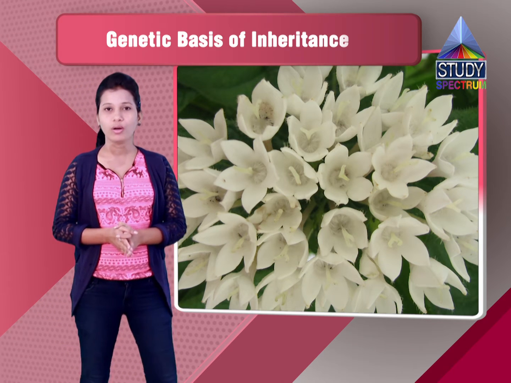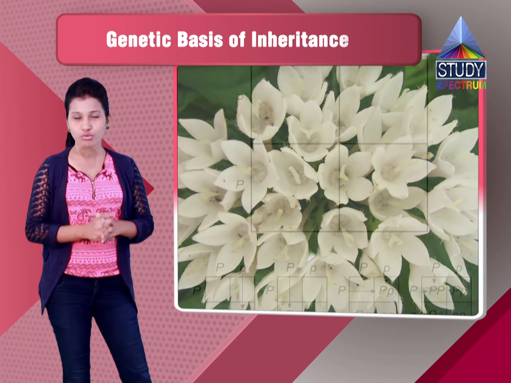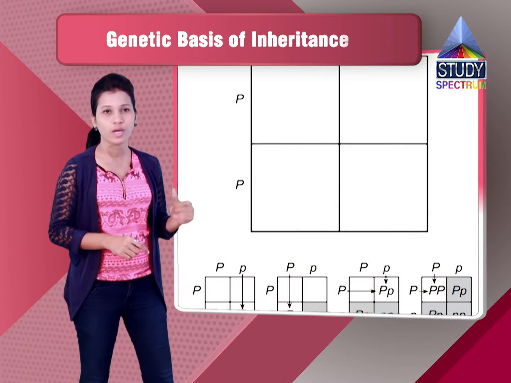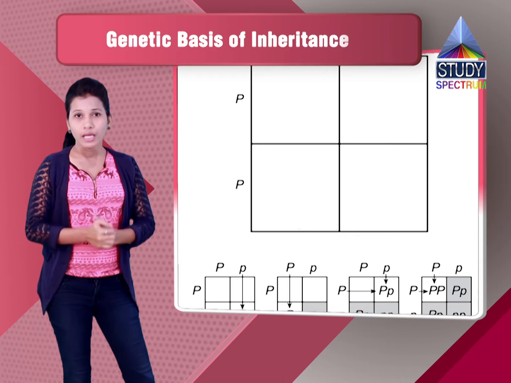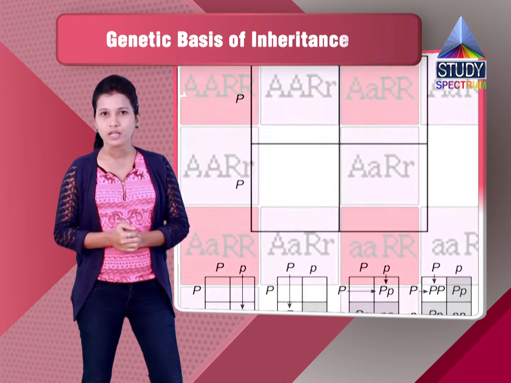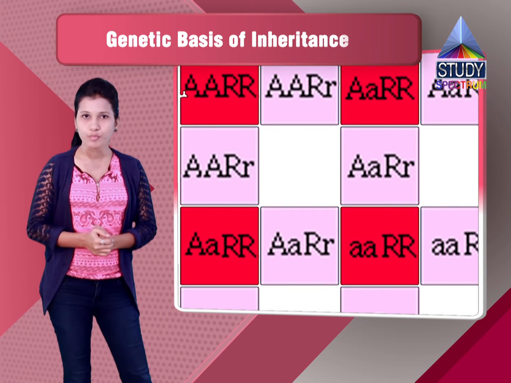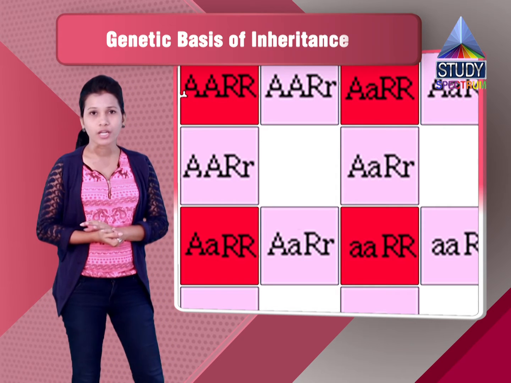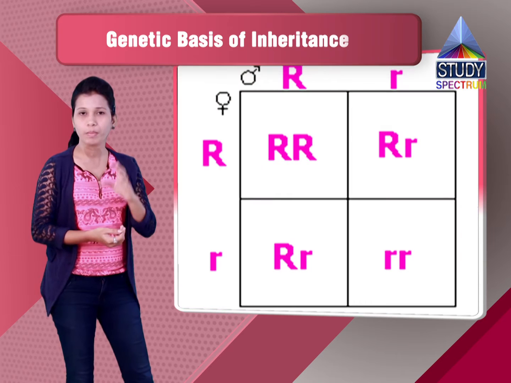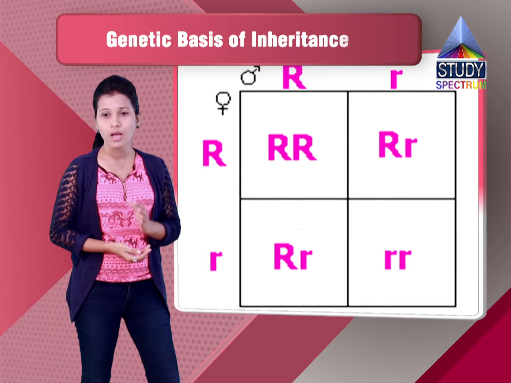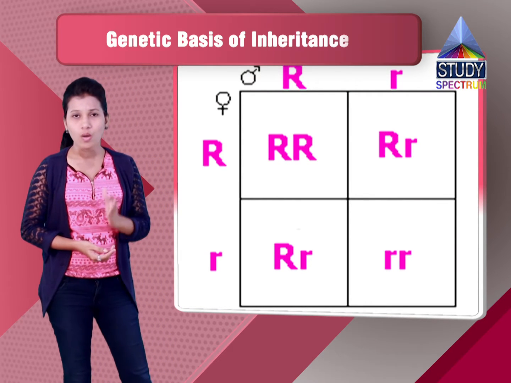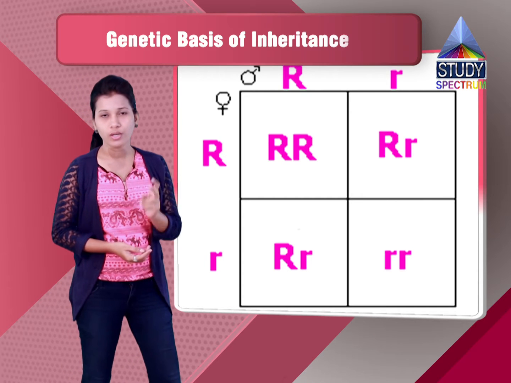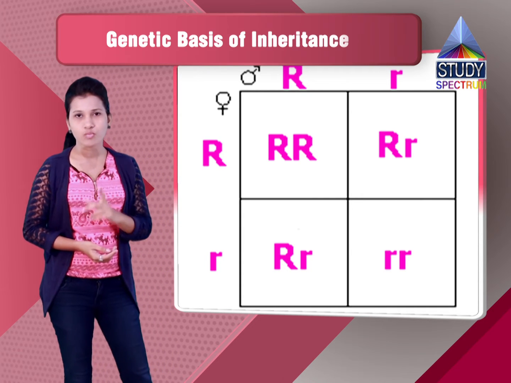So the ratio that we can see, the phenotypic ratio in this case, when we see the Punnett square in the diagram, is 1 red, 2 pink and 1 white. This is the phenotypic ratio, and the genotypic ratio will be the same: 1 capital R capital R, 2 capital R small r, and 1 small r small r.